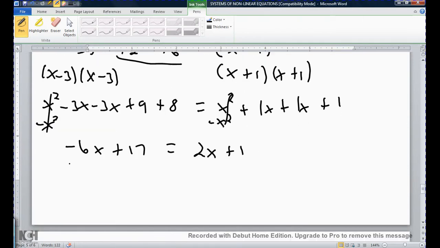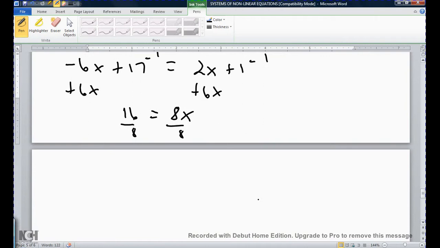So what I'm going to do is add 6x to both sides. I'm going to go ahead and subtract the 1 from both sides. And we get 16 equals 8x. And then I'm going to divide both sides by 8. And we end up with x equals 2, which is good, because that's a nice number to end up with.